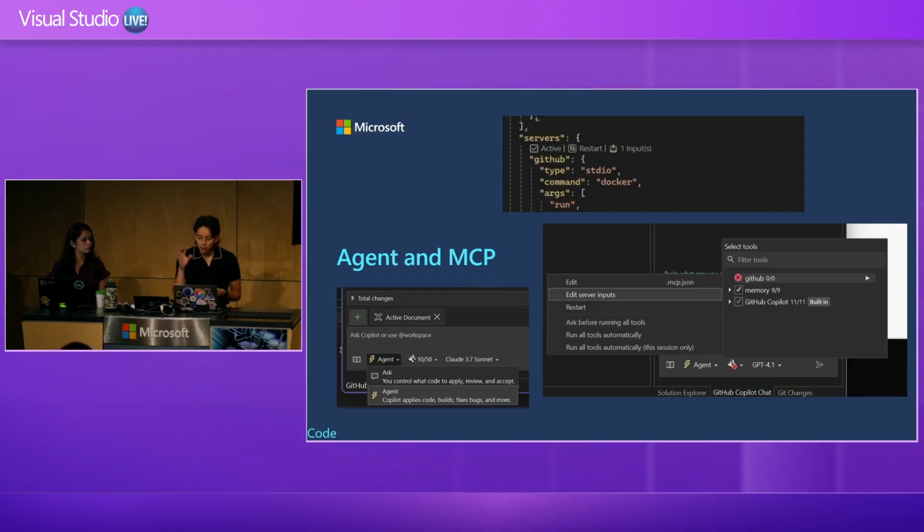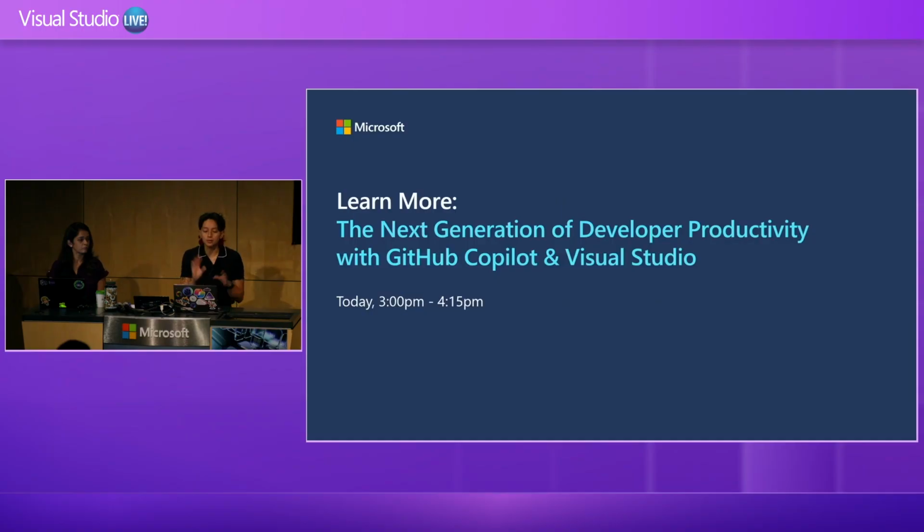Those were just some of the things that MCP is bringing. There's another session that I would highly recommend you check out if this is at all interesting to you. The next generation of developer productivity with GitHub Copilot and Visual Studio. They'll dive more deeply and give you a really great example of how MCP with the agent can help your workflow.